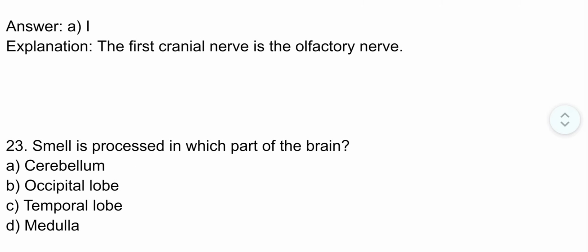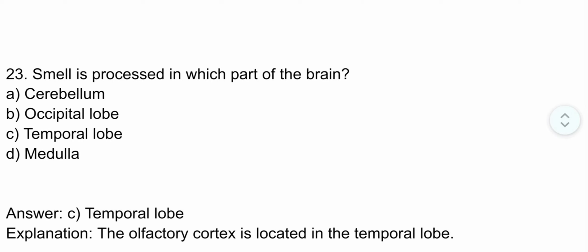Question number 23. Smell is processed in which part of the brain? The correct option is option C. Temporal lobe. The olfactory cortex is located in the temporal lobe.